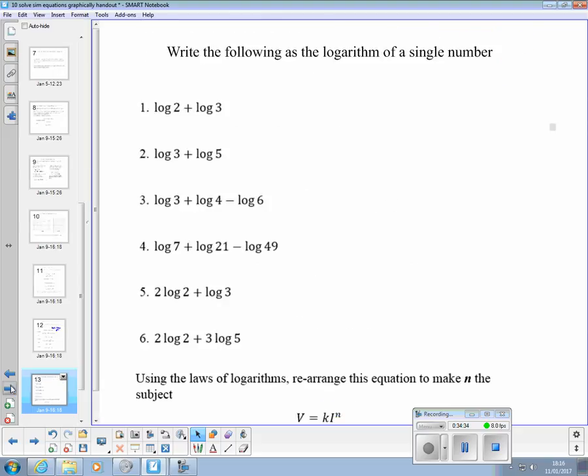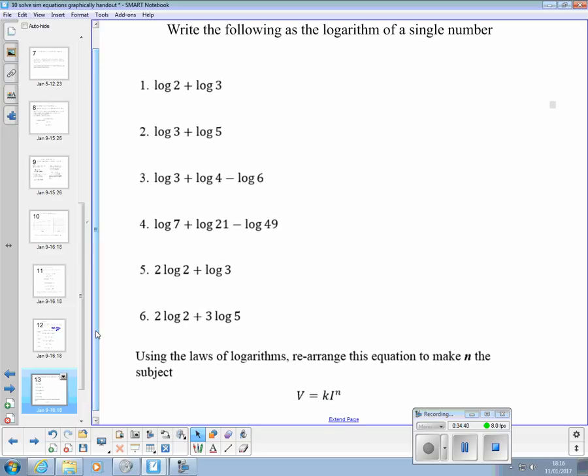So, what I want you to do now is have a go at them. Write the following as the logarithm of a single number. Right, gents, let's take a look at these, shall we?